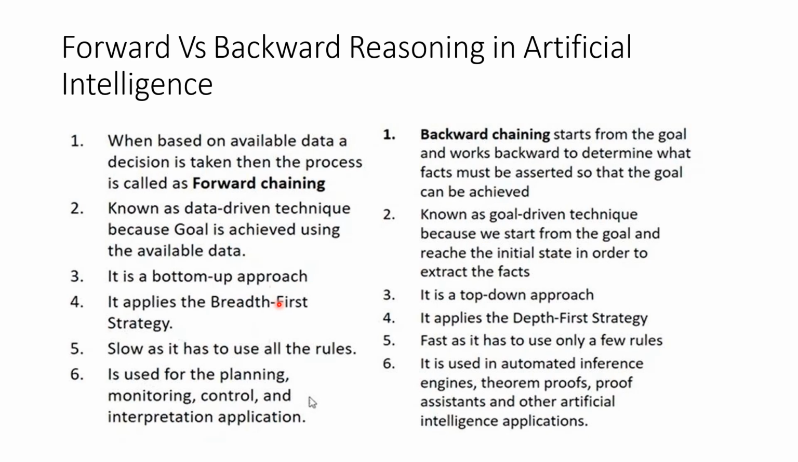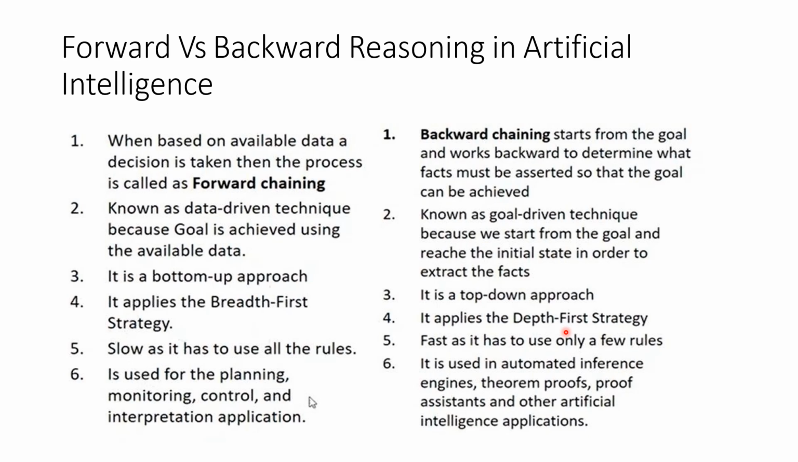Then the fourth point, search strategy. In forward we are using breadth first search. In the case of backward it is depth first search. So forward explores many rules and backward focuses on a narrow path. And the fifth point is speed. Forward is slower and backward is faster. So forward checks many rules and backward checks only goal related rules, so it is faster compared to forward chaining.